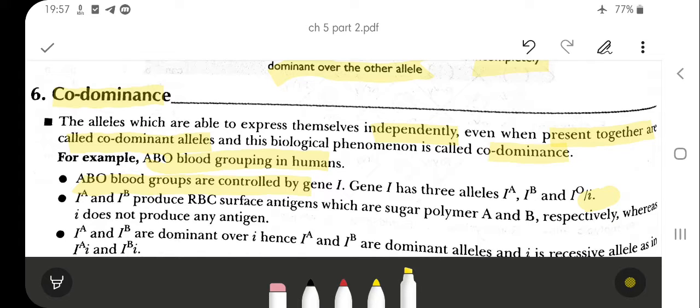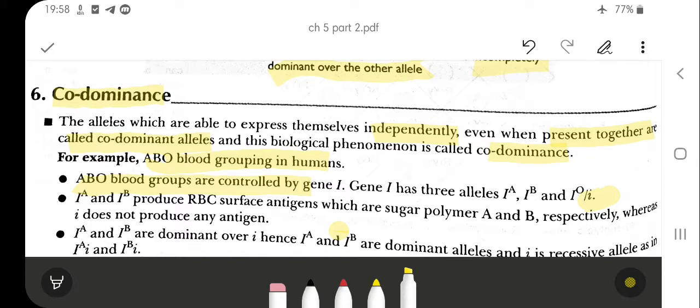IA and IB, they are dominant. So another name of codominance is multiple allelism, when the gene exists in more than two allelic forms. So the gene I exists in more than two forms, that is capital A, B and small i, or it may be an O.